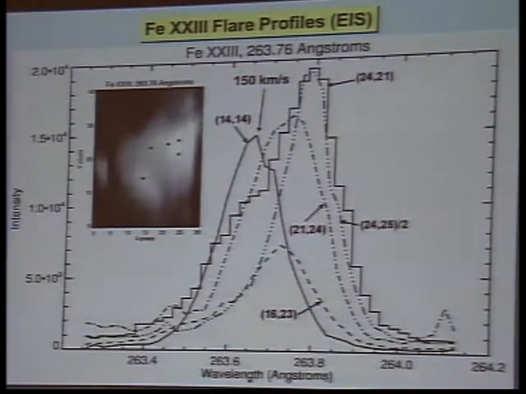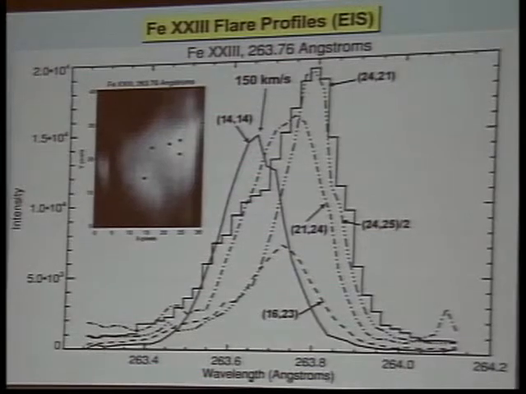So I'm going to switch now to results from EIS, which is the extreme ultraviolet spectrometer on the Hinode satellite. The image that you see in the inset here is an image of a flare in the spectral line of iron 23 at 263 angstroms. And it looks like many flare images, mainly like scrambled eggs, like an English breakfast. I've marked on here several spots that you can see. There are 5 of them. And on the right, I'm showing the profile of iron 23 that we got from each location.